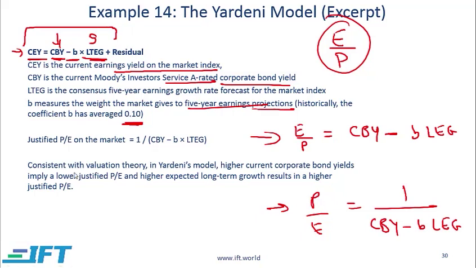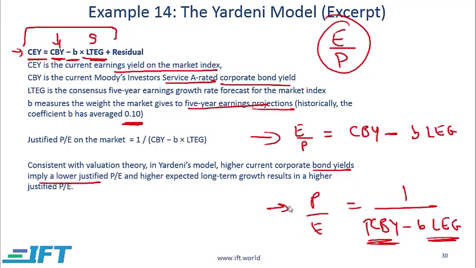Now notice that, consistent with valuation theory, in Yardeni's model higher current corporate yields mean interest rates are relatively high. That would mean that stock prices should be low. So a high number for the yield on corporate bonds would imply a low justified PE.